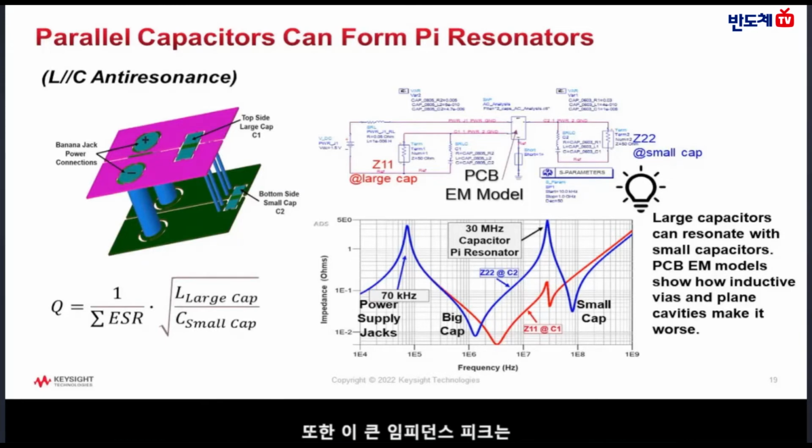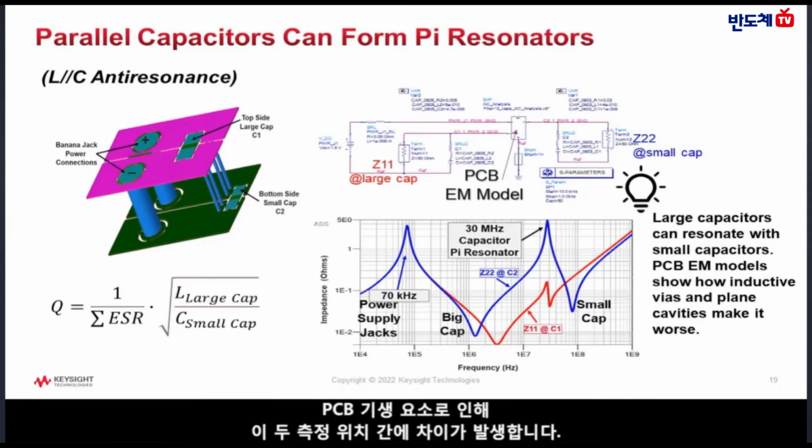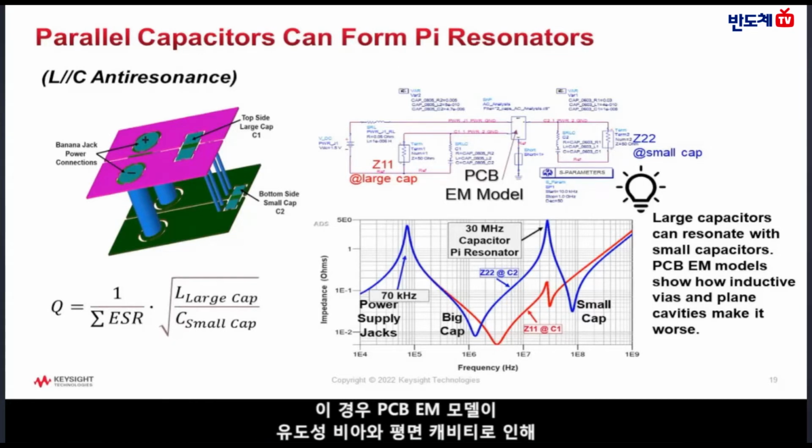This large impedance peak also indicates the potential for significant radiated EMI at the small capacitor if this resonance is excited. Remember that the PCB parasitics are what make these two measurement locations so different. The PCB EM model, in this case, shows how the inductive vias and plane cavities are making this resonance much worse at the small cap location.